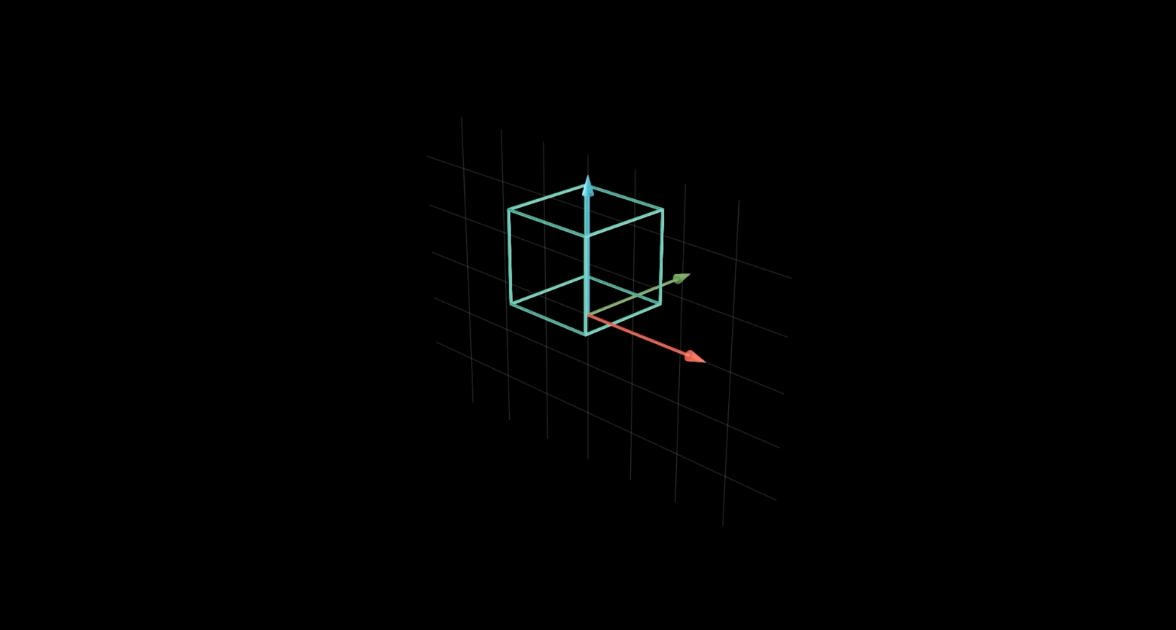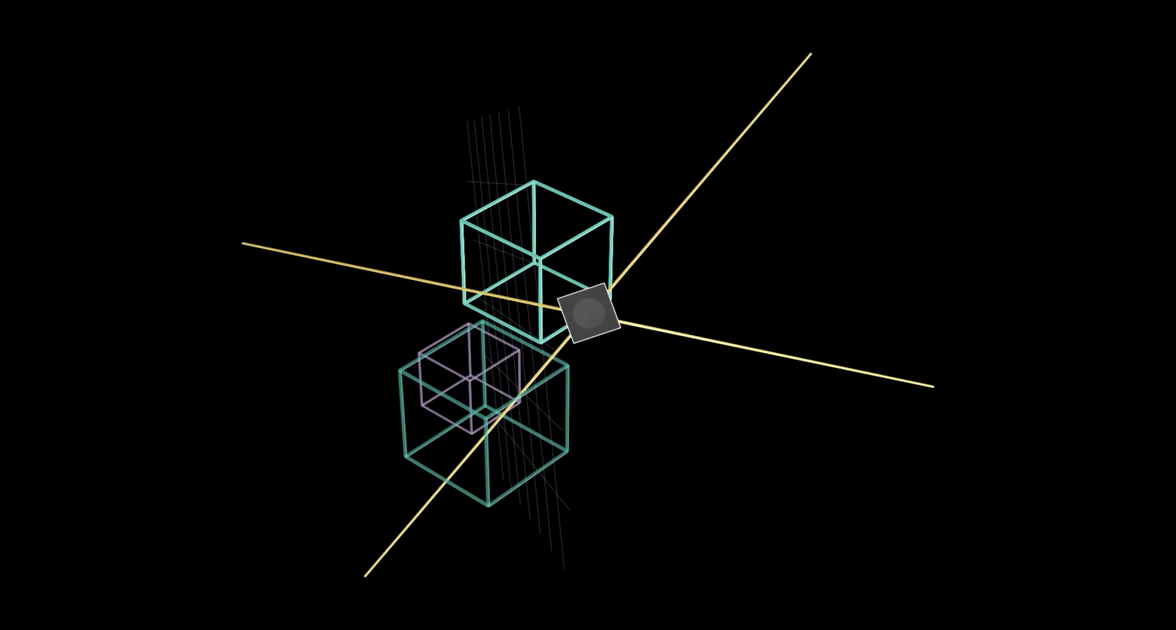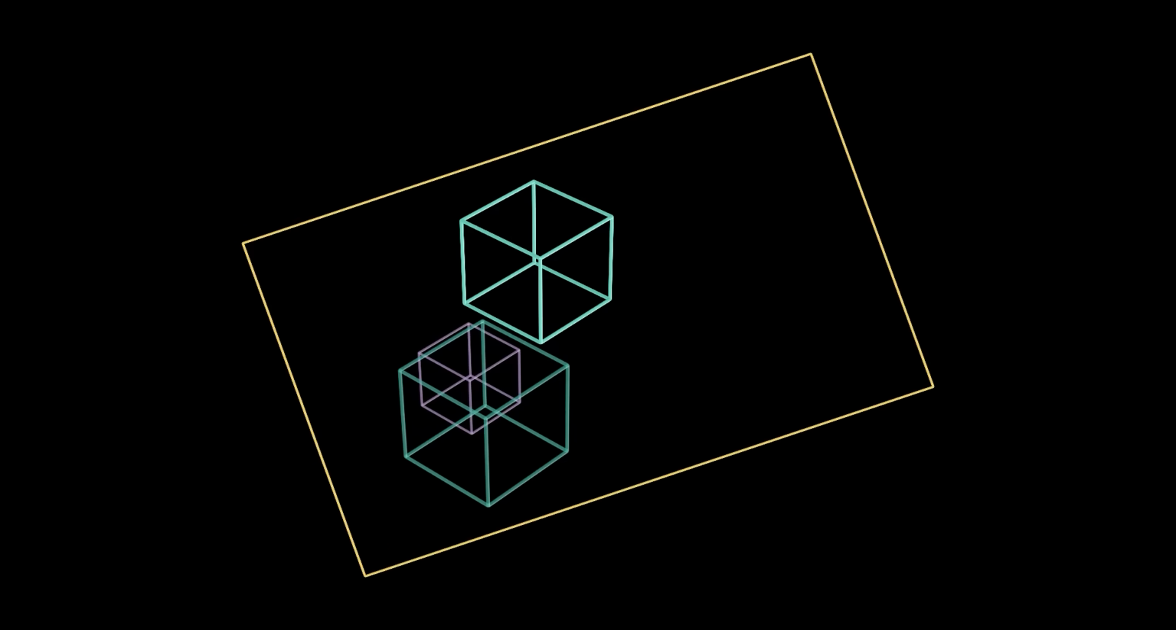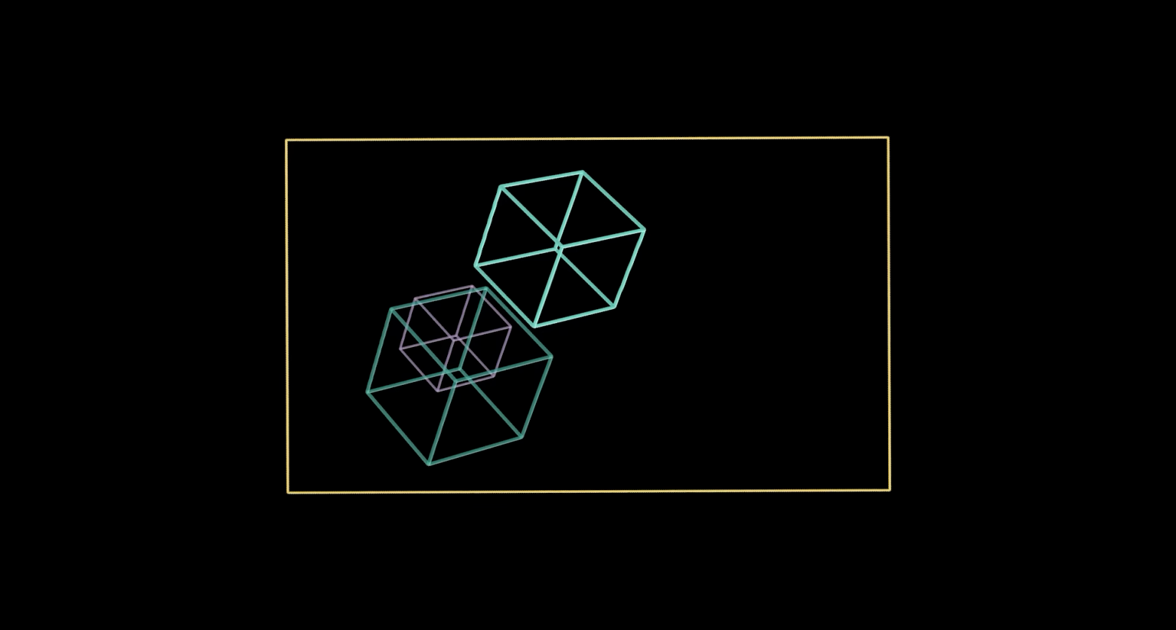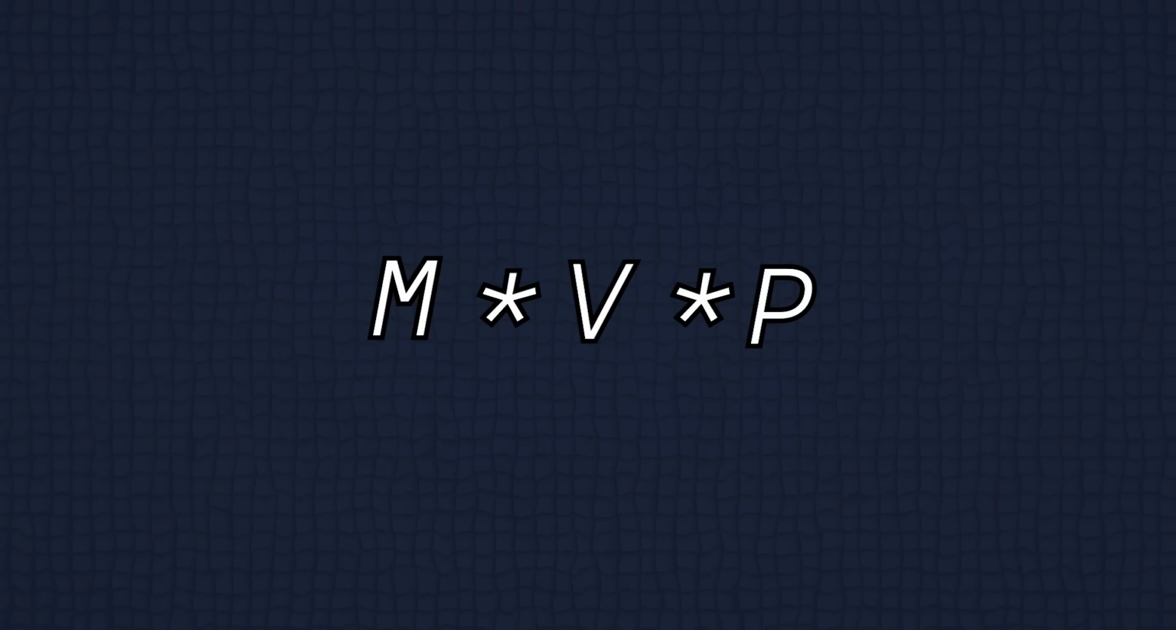We start in local space where the model exists, and it gets placed into world space alongside everything else in the scene. From here, the entire scene is transformed from the camera's point of view, taking into account its position and projection settings like field of view and aspect ratio. Finally, everything is mapped onto a 2D screen. This whole process is handled using three matrices: model, view, and projection, which are multiplied together to form the final model view projection matrix.